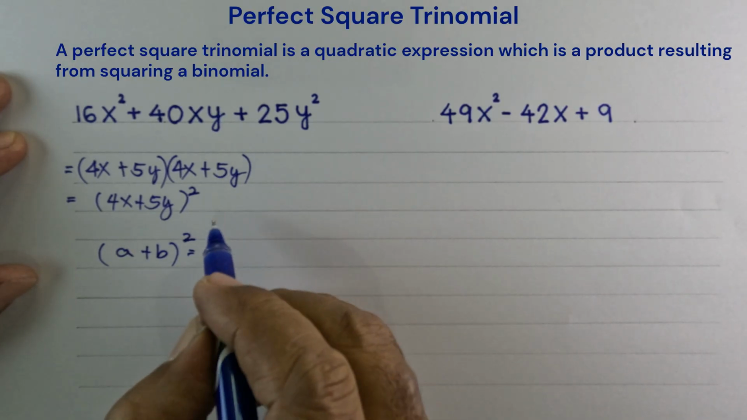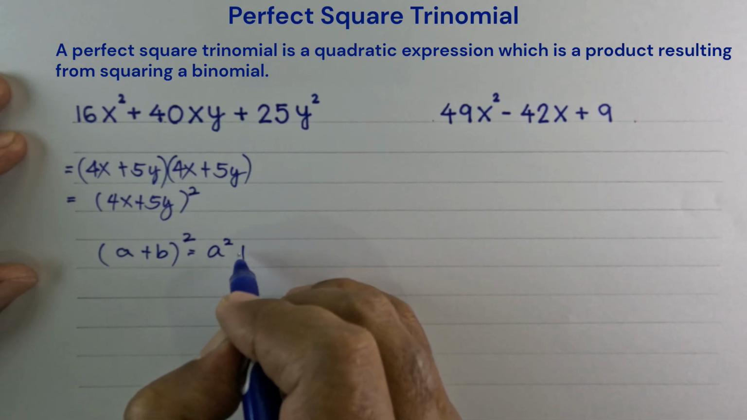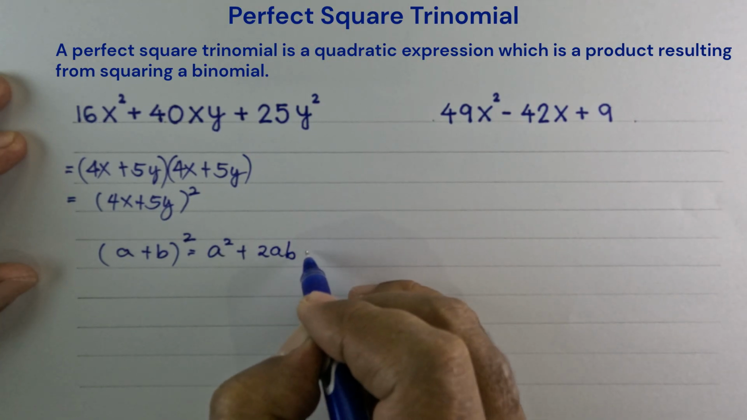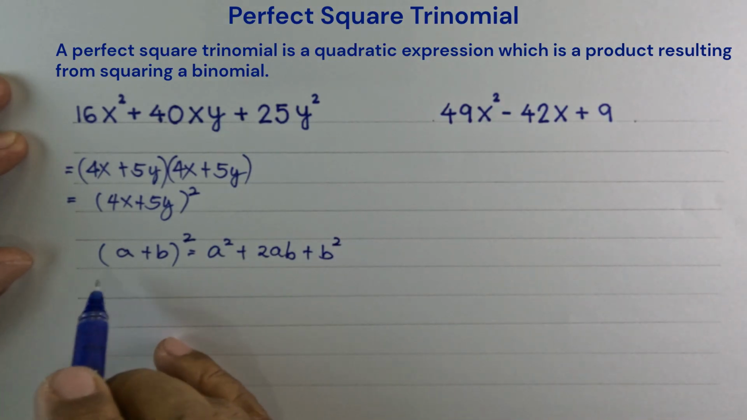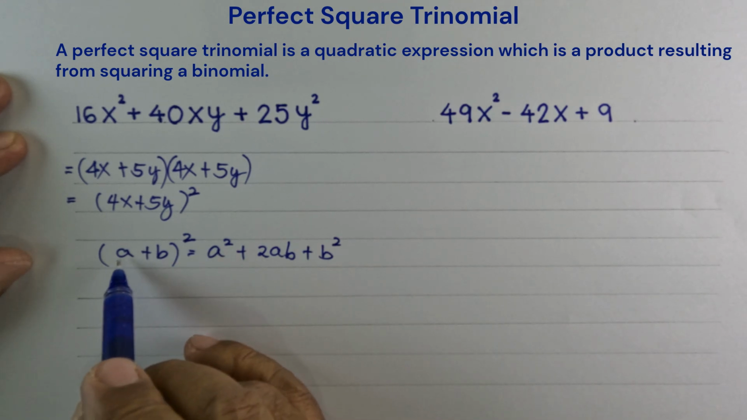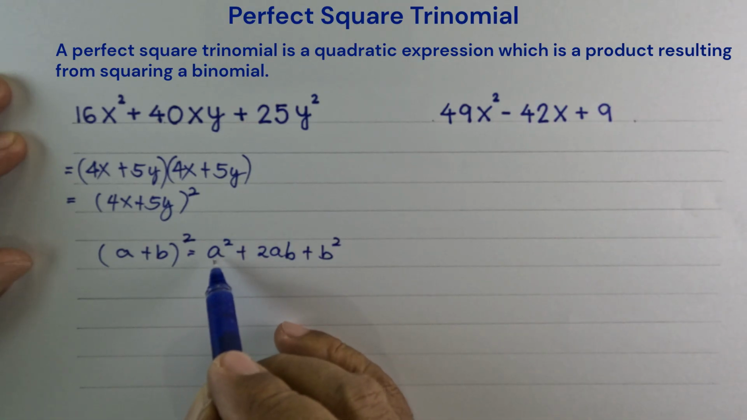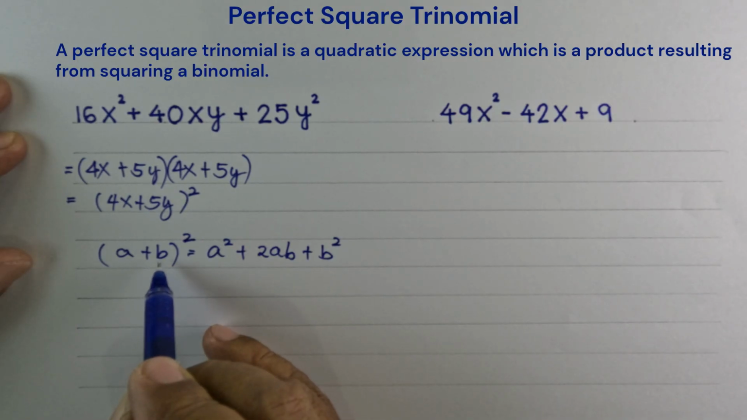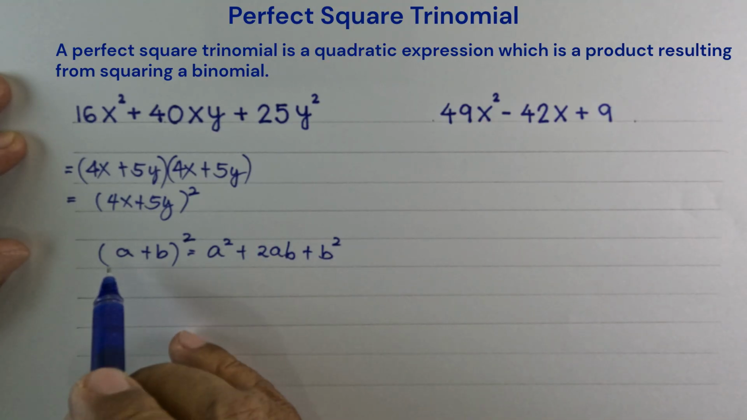is equal to a squared plus 2ab plus b squared. So its literal definition is: the square of the sum of two numbers is equal to the square of the first term plus twice the product of the first and last terms plus the square of the last term.